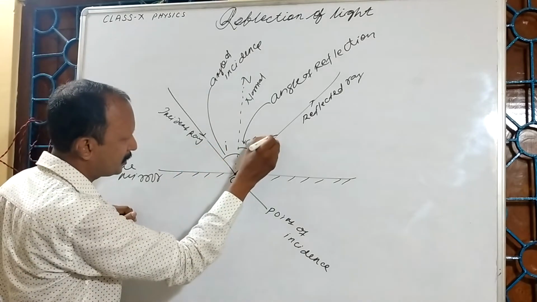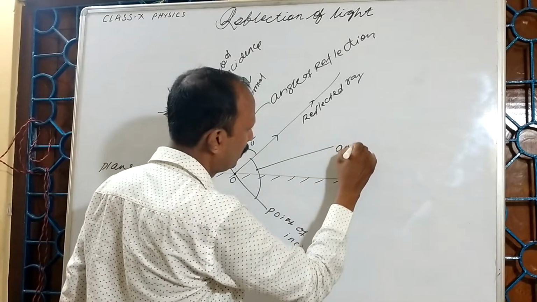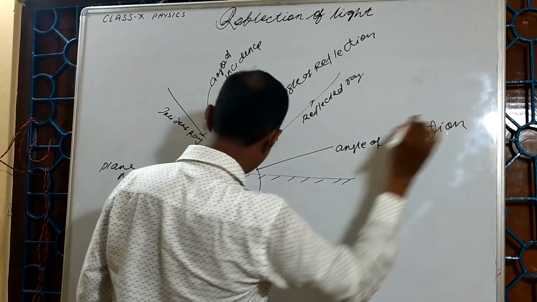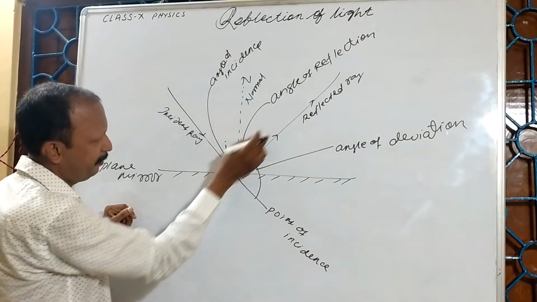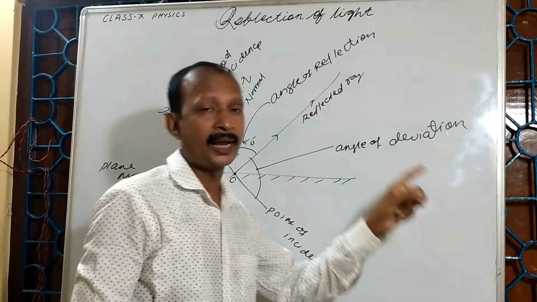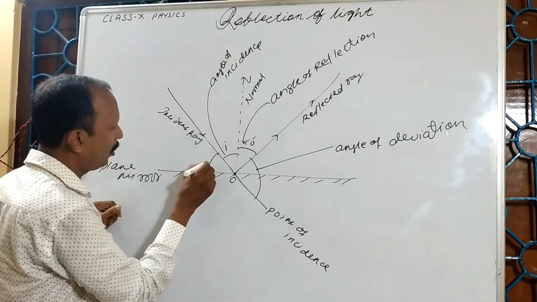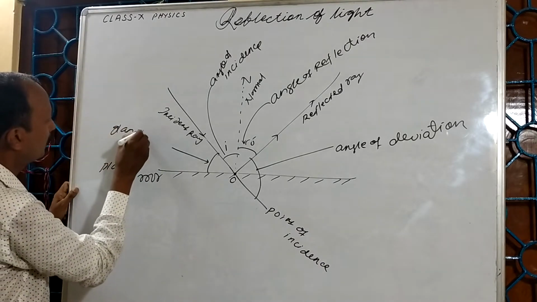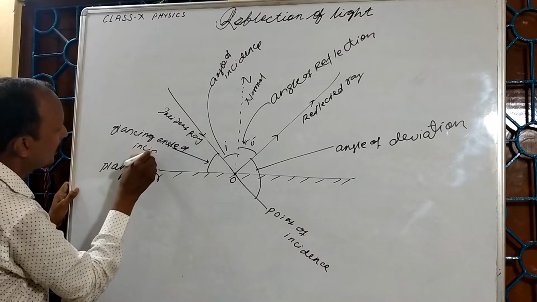Okay. Now, what about this? This is the incident ray. This is the reflected ray. What about this angle? This angle is called the angle of deviation. That means we expected the light ray to go straight, but instead of going straight, it is bending. So how much it bent from its original path is called the angle of deviation. So what about this angle? This is called the glancing angle of incidence.